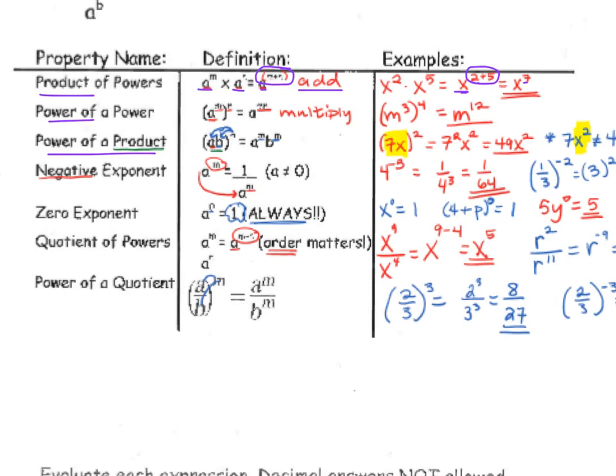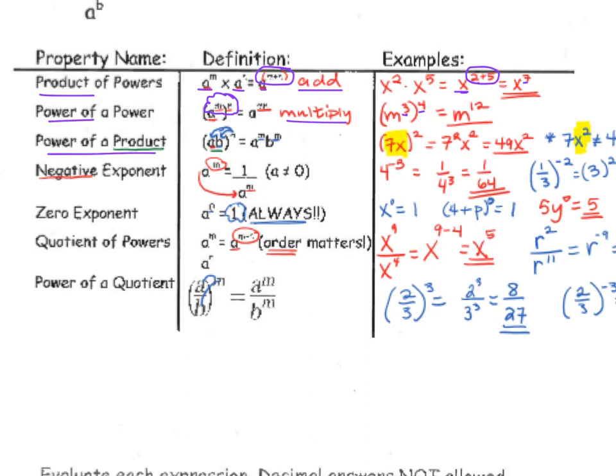In the second example, power of a power, this is when you have an exponent and it's being raised to yet another exponent. So if you have two exponents and there's just one base, you multiply the exponents together. If you have m to the third power and you raise that to the fourth power, 3 times 4 is 12.